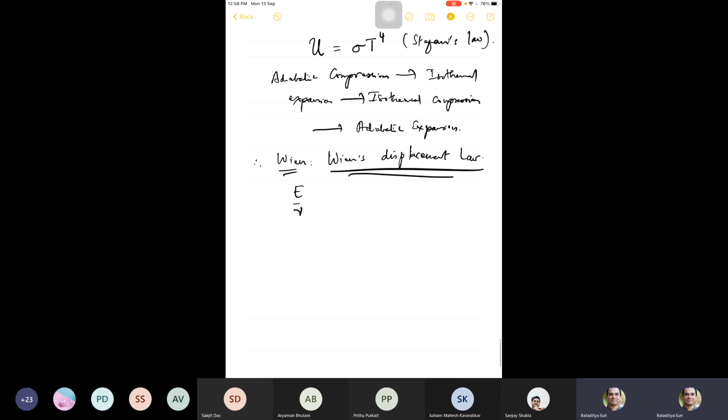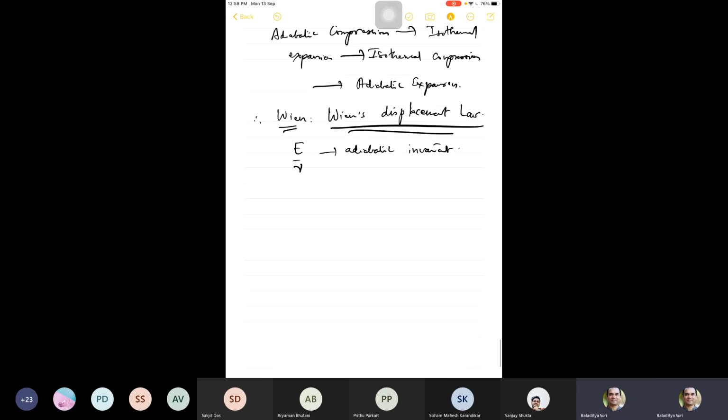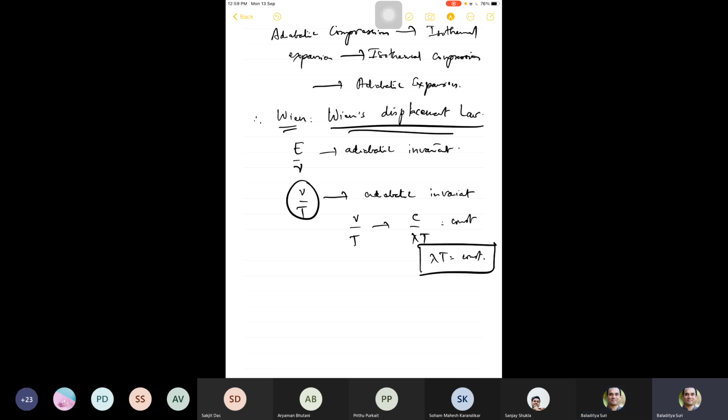So we know E by nu for an oscillator is an adiabatic invariant. And what Wien showed was that nu by T is also an adiabatic invariant. Now this is what we usually call Wien's displacement law. In fact, if you write nu by T as c by lambda T is a constant, then lambda T is a constant. This is what people typically refer to as Wien's displacement law. So what Wien computed thermodynamically was that, and the derivation is actually not very difficult.